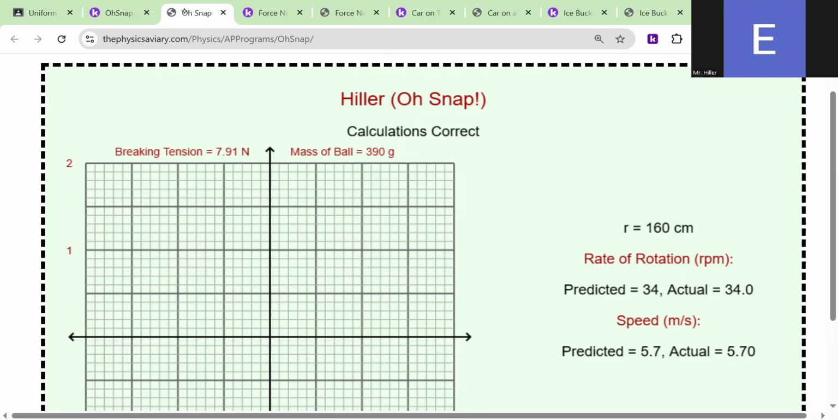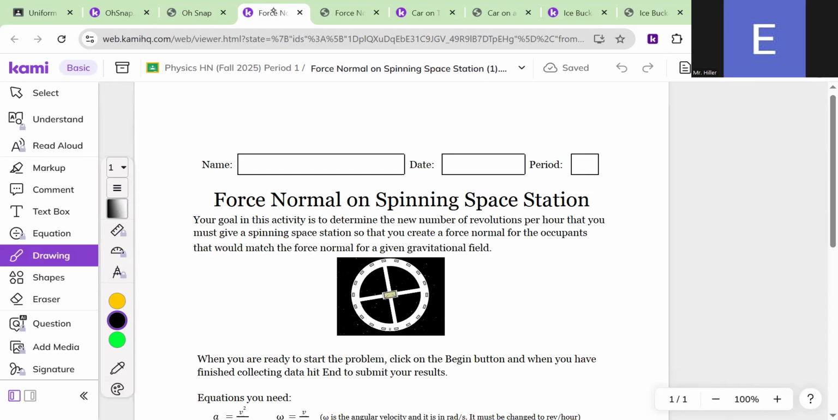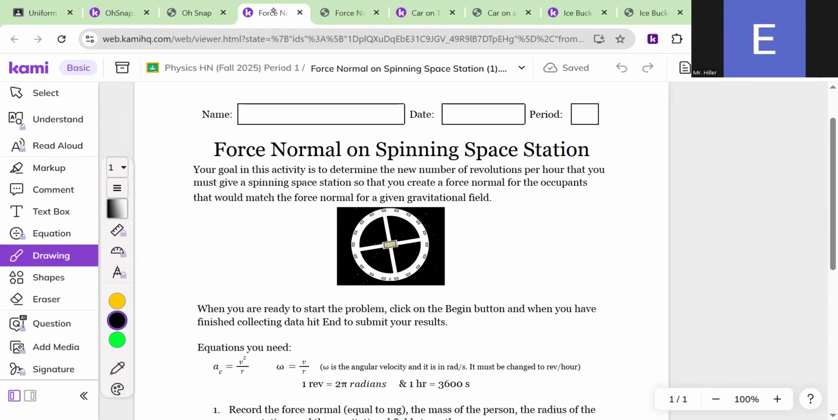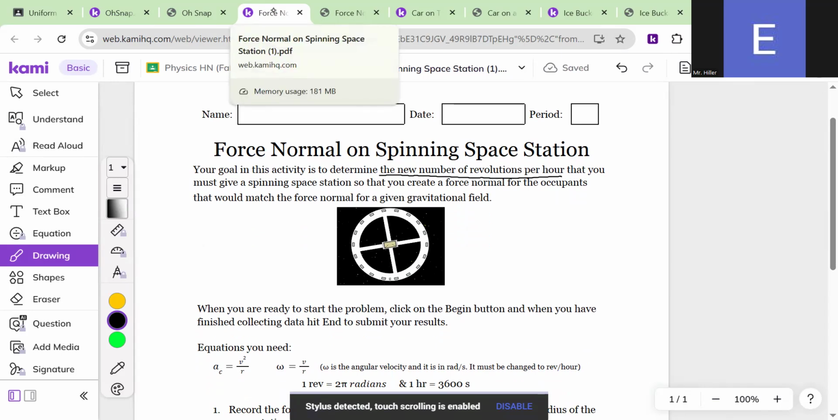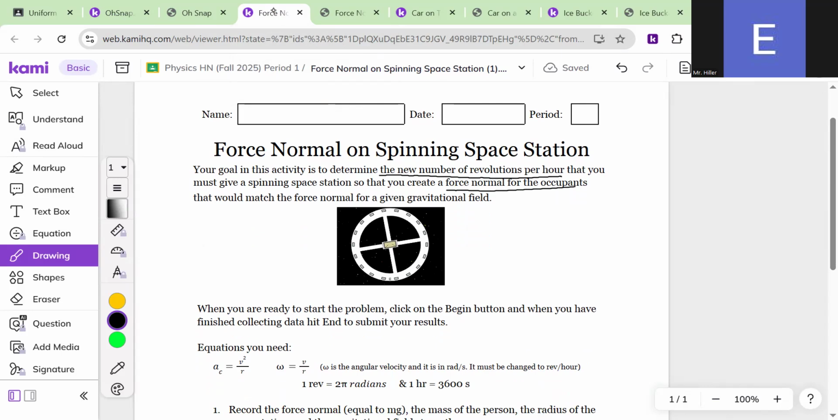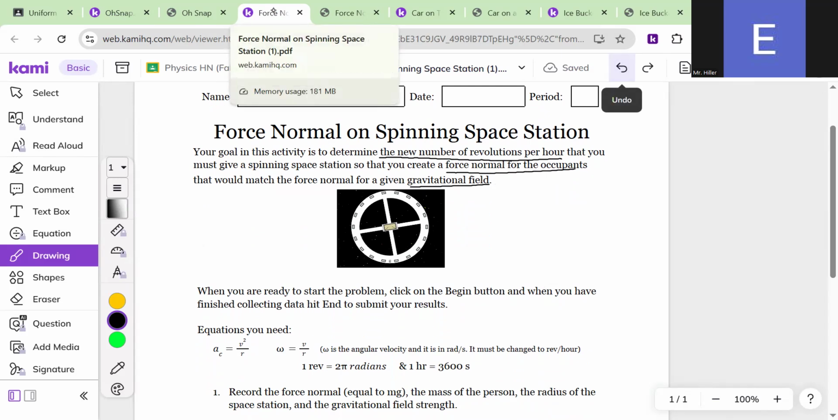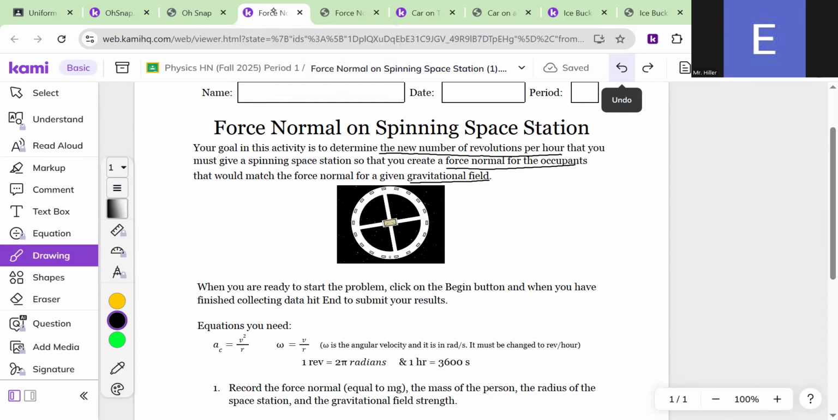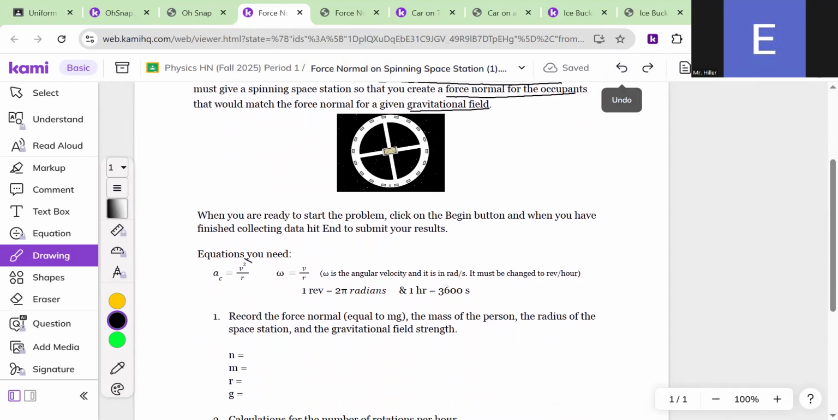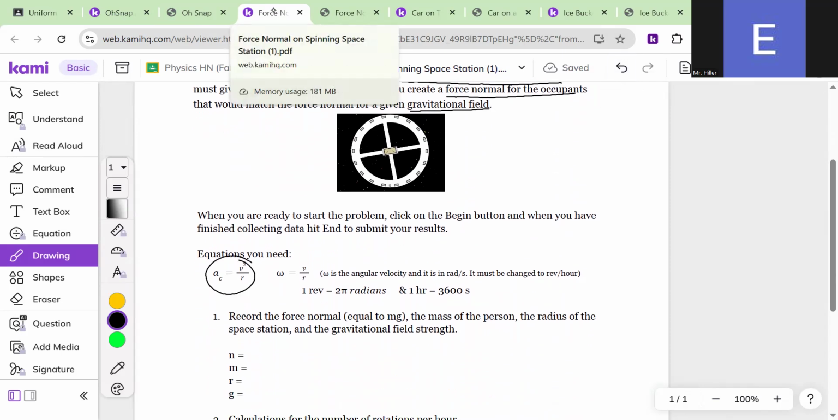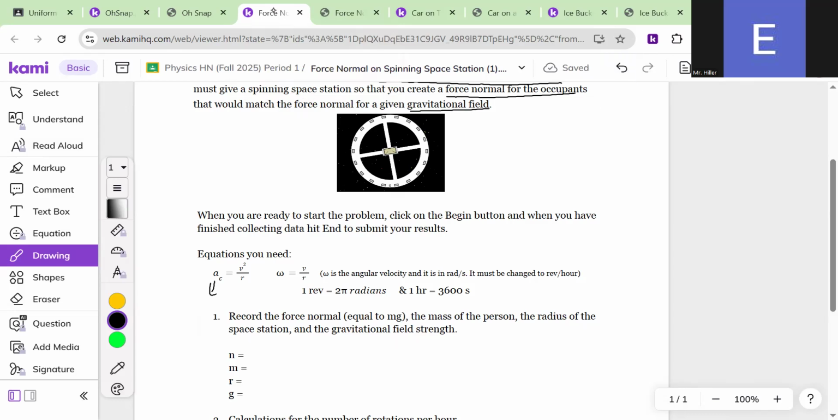All right, if so, we're going to go on to force normal on a space station. Now, in force normal on a space station, your goal is to determine the new number of revolutions per hour that you have to give a spinning station to create a normal force for the occupant that matches the given gravitational field. So in this box, in this area over here, we're going to jot down some of the data we're given for this problem. And then honestly, all we need to do, guys, is calculate the centripetal acceleration.